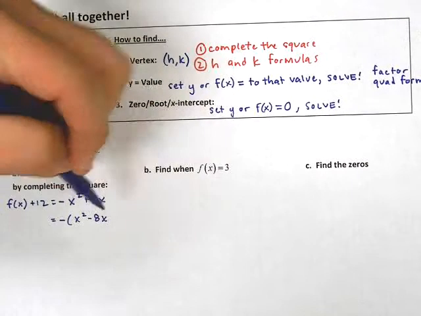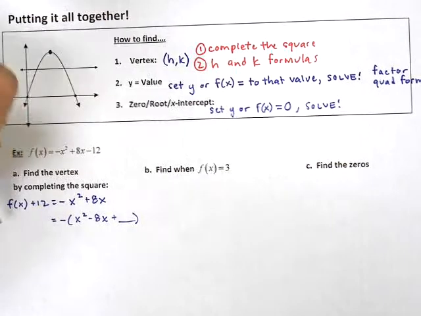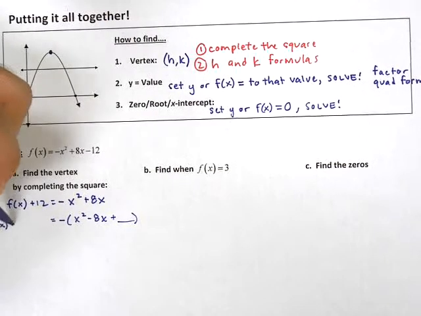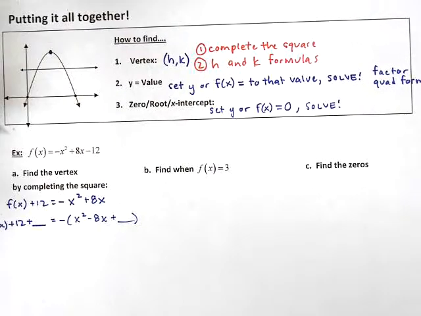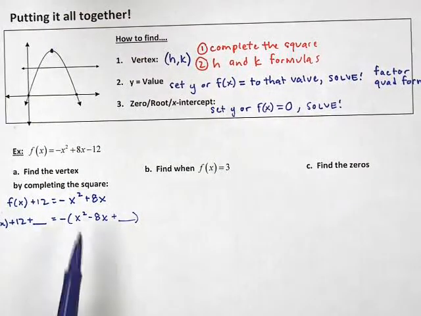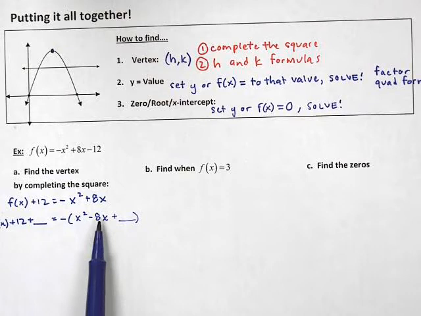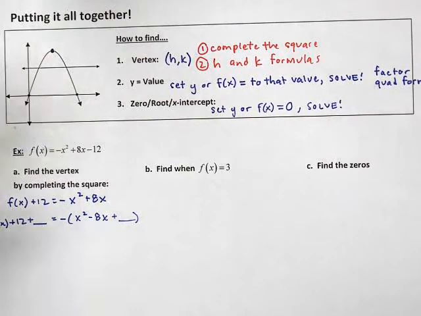And so I factored that. I'm also going to add a blank. All right, f of x plus 12 plus blank. Now I need to complete the square. Remember, you half and square the b value. So half of negative 8 is negative 4. Negative 4 squared is 16.